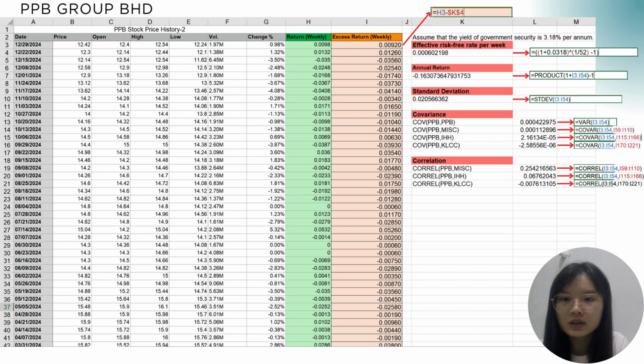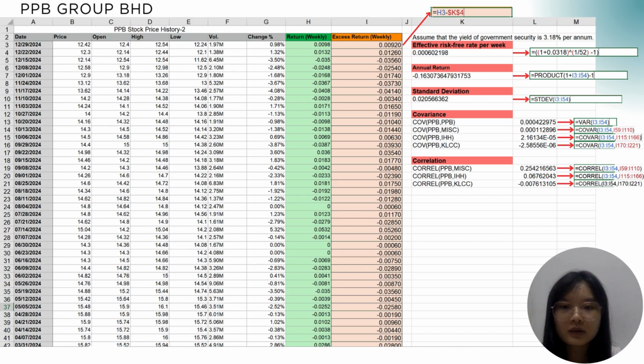The formula used is to take 1 plus the annual interest rate of 0.0318, raise it to the power of 1 divided by 52 to convert it to a weekly rate, then subtract 1. After that, we calculate the annual return by multiplying 1 plus each weekly excess return from cells I3 to I54 using the product function, then subtracting 1.